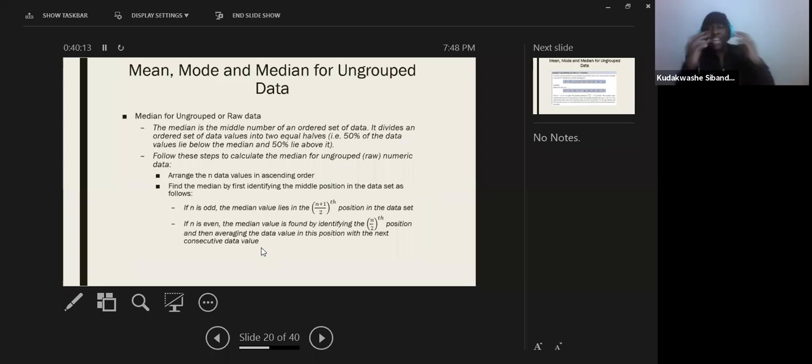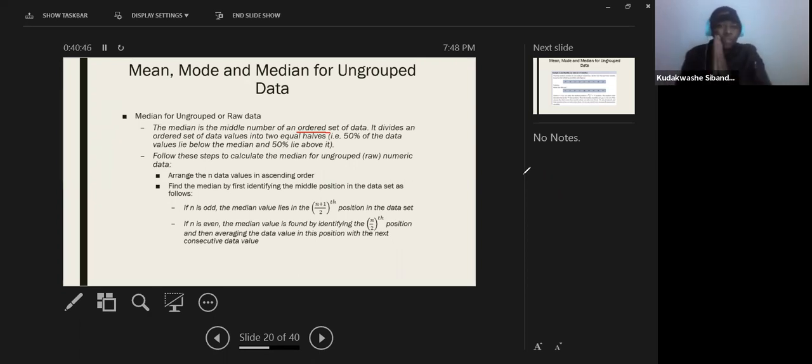66.86. So now let's look at what is called the median. The median, unlike the mean which just gives you an average, is the middle number of an ordered set of data. This is a key point, a keyword there: ordered set of data. It's not just the middle number of any set of data, but it has to be an ordered set of data. So it divides an ordered set of data into 2 equal halves.